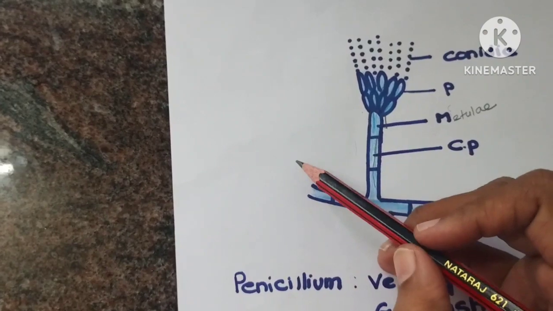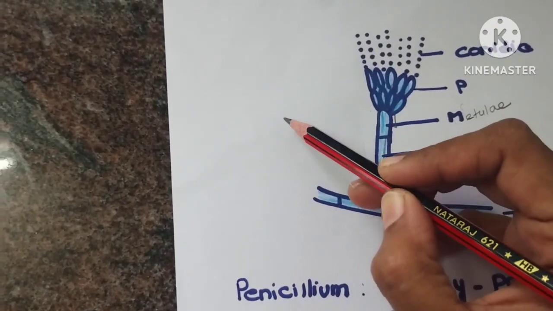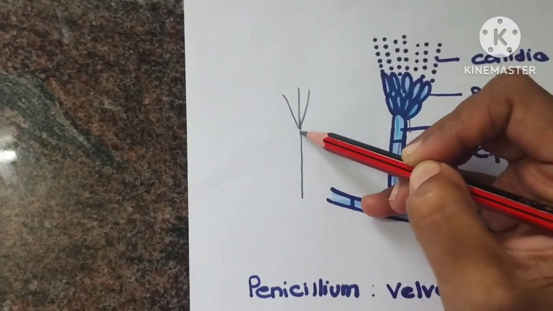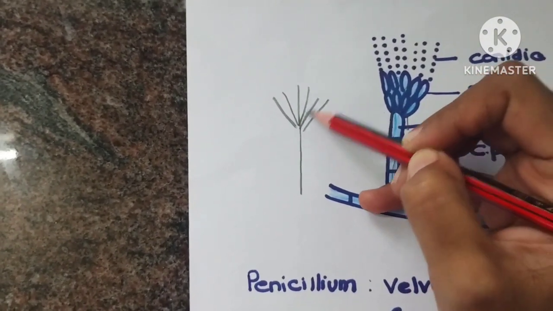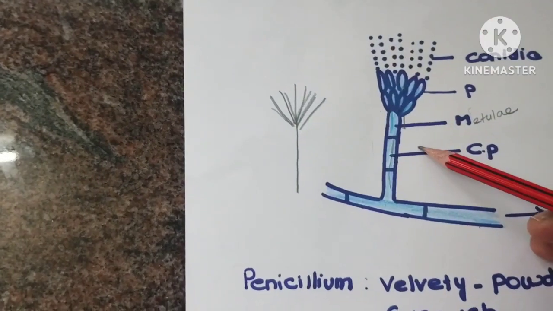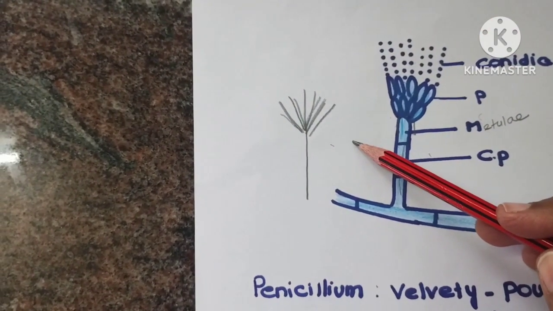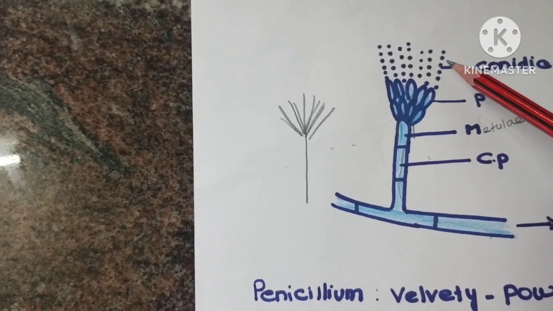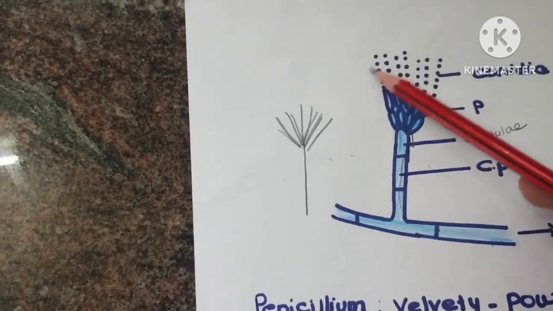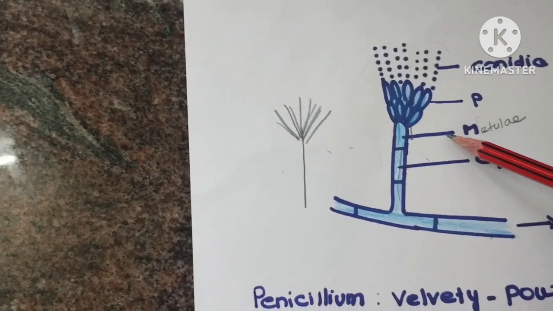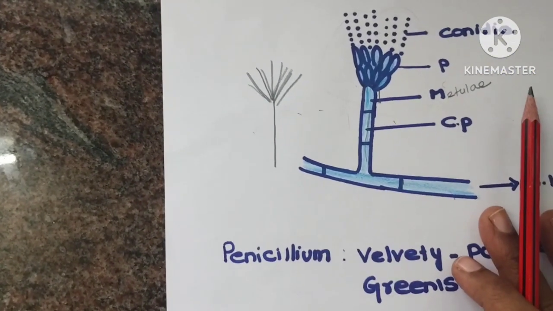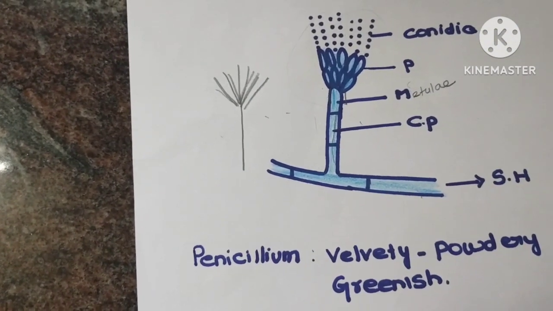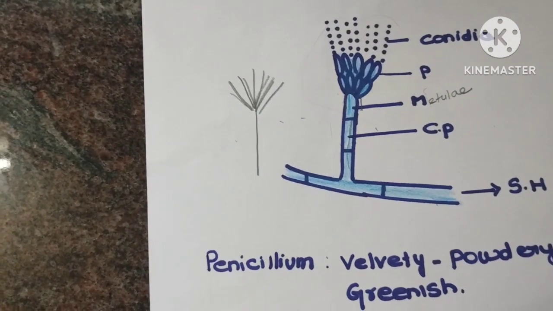So this is typically a paintbrush appearance, like this, right? So this is called a paintbrush appearance. Penicillium in LPCB will appear like a paintbrush. Here the colonies of Penicillium will be greenish with a powdery consistency.